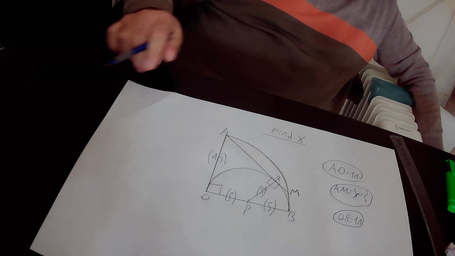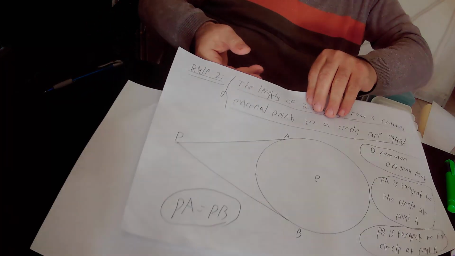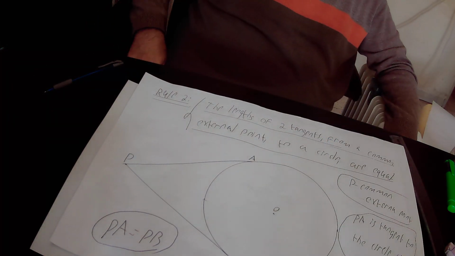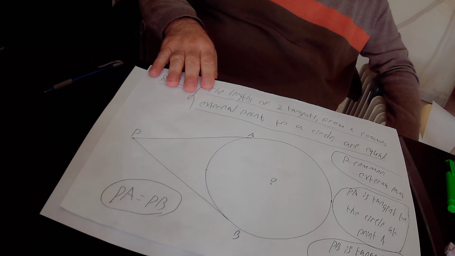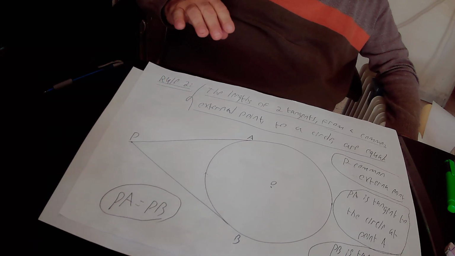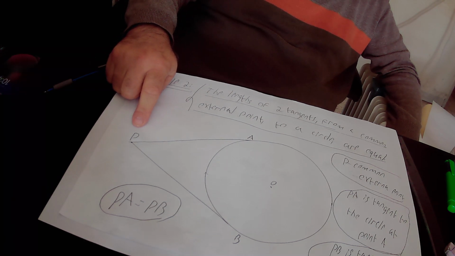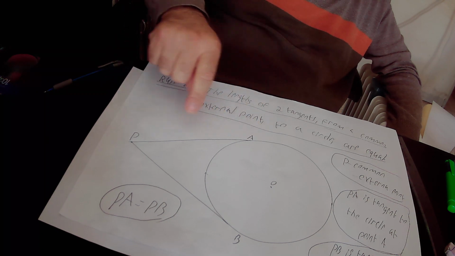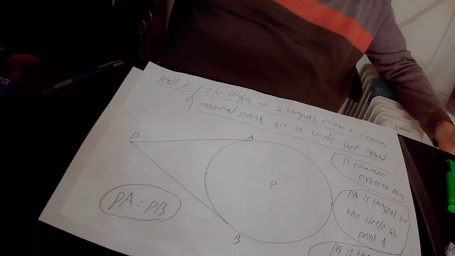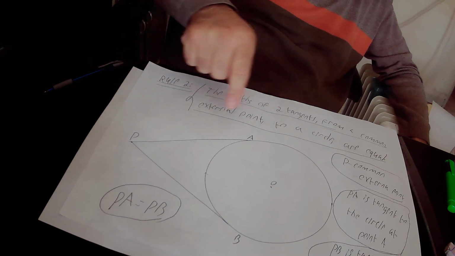Here we have rule number 2. According to rule number 2, the lengths of two tangents from a common external point to a circle are equal. Here we have the common external point, point P. From the common external point, point P, we have two tangents to this circle, tangent PA and tangent PB. And according to this rule number 2, they are equal to each other. That is to say, PA equals PB.